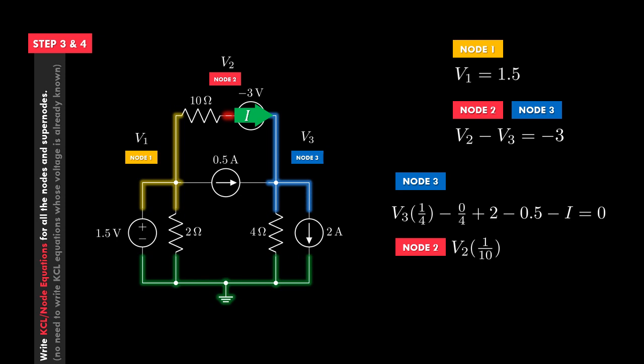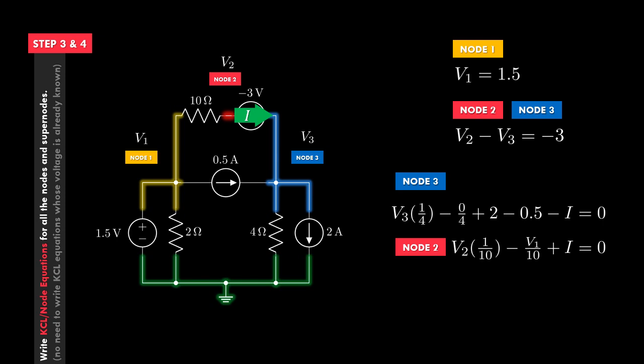Next, we have to write terms for the other sides of the resistor. The 10 ohm resistor has a V1 voltage on the other side, so we write minus V1 by 10. Negative for non-VIP nodes. And lastly, we have a current I exiting the node, so we add that. Hopefully you can see how we get these node equations.